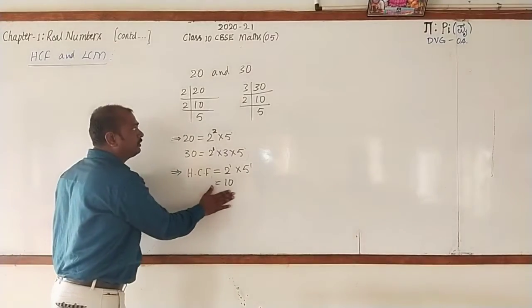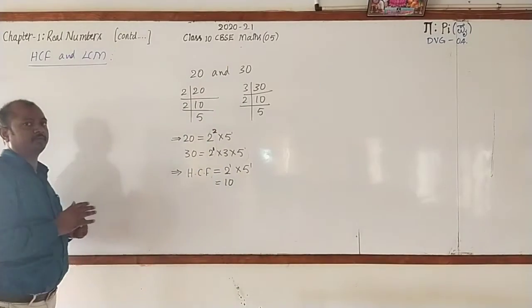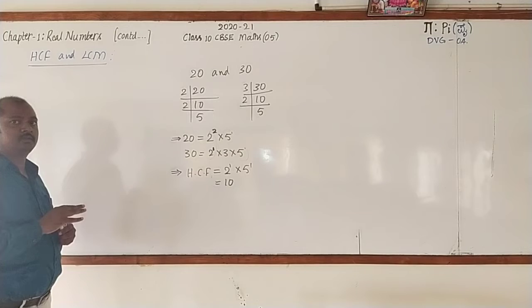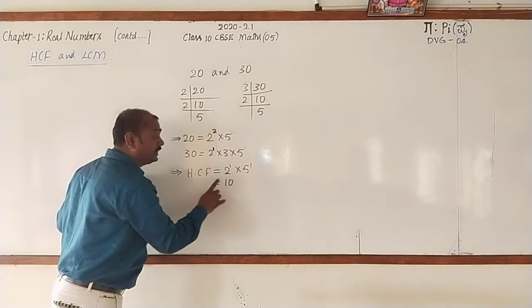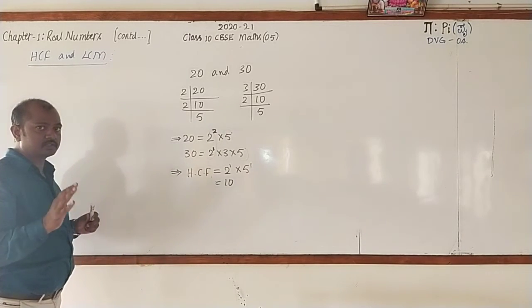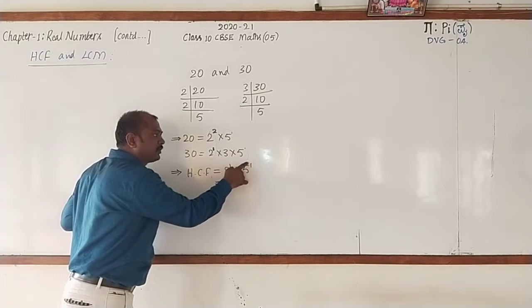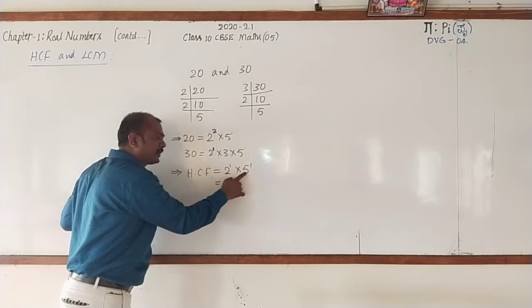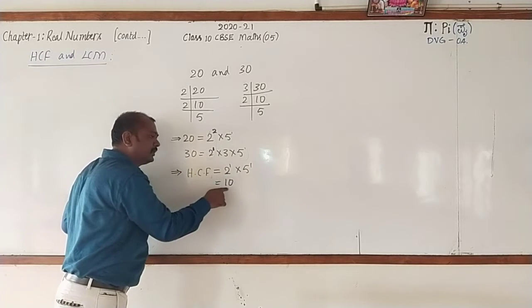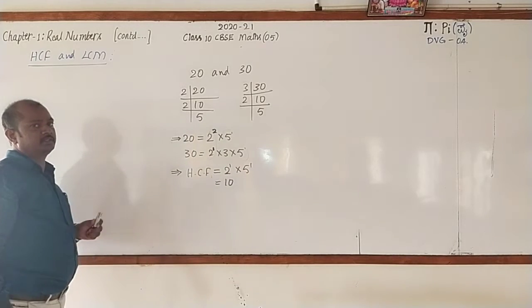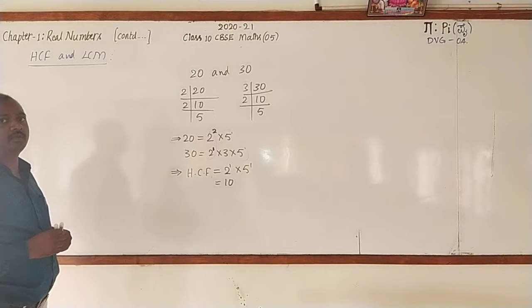The highest number which divides the given numbers completely is called HCF. Understood? So it is the product of the smallest power of each common prime factor involved in the numbers that is called HCF. I hope that you all have understood.